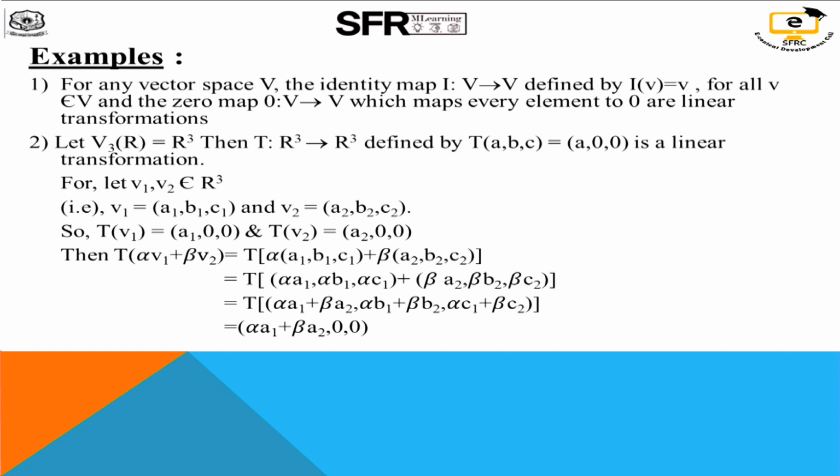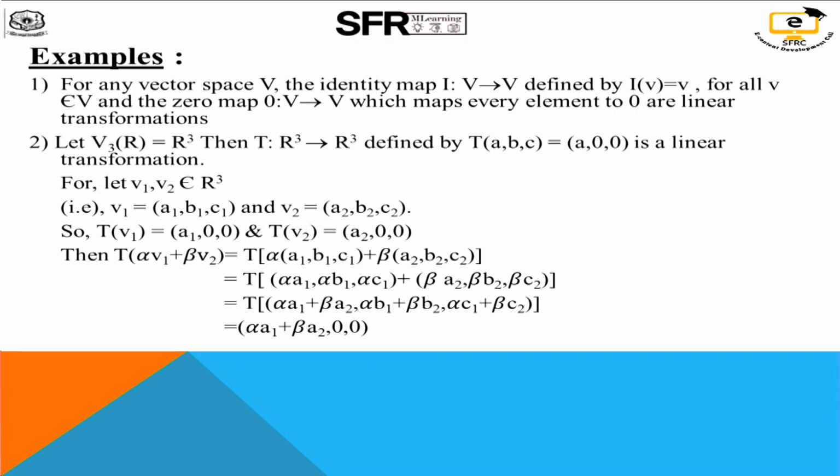Then, for the second example, we consider vector spaces where both domain and codomain are the same vector space R3 over the field R. Here the image is defined as T of a, b, c. In R3, every element is a 3-tuple. Here T of a, b, c, the image value, will be equal to a, 0, 0. Using the definition, we have to prove that the mapping T is a linear transformation. Here you can apply the theorem and prove the result.